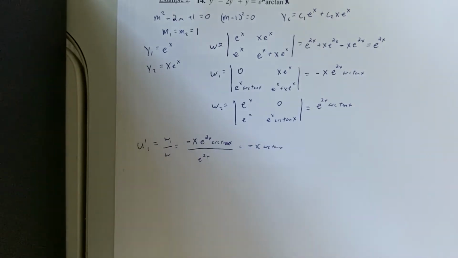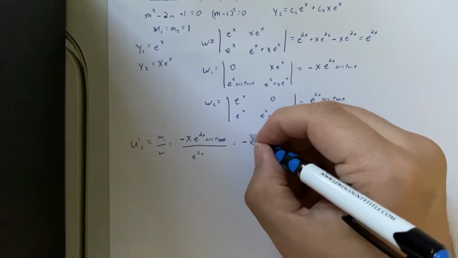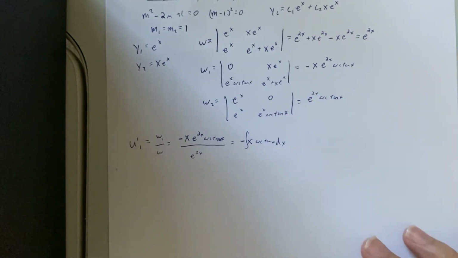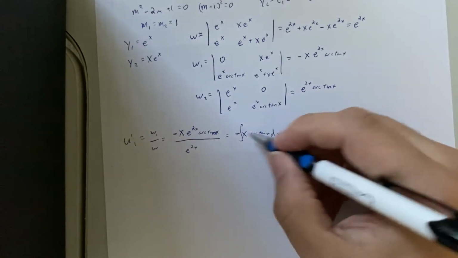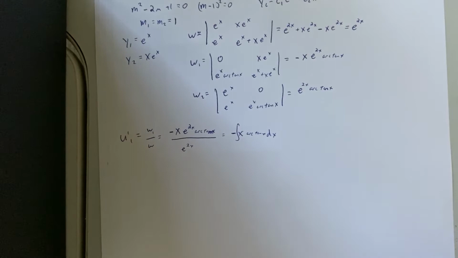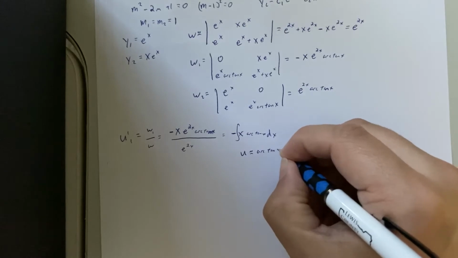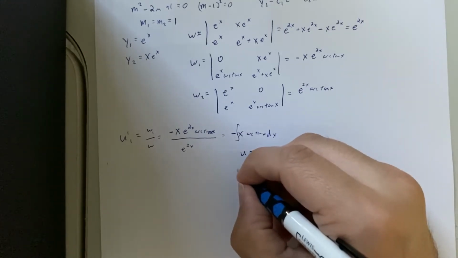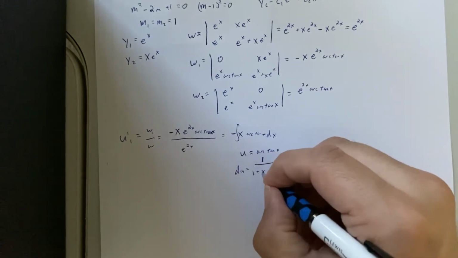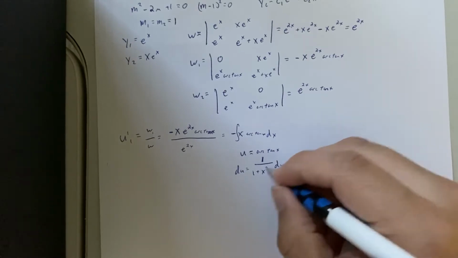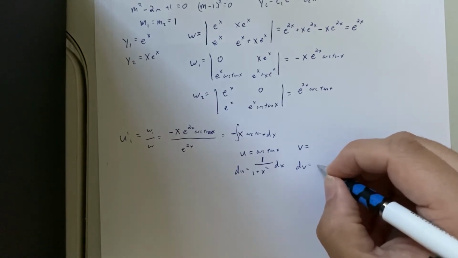Now I want u sub 1, so what I need to do is integrate this. When I integrate this, what I realize is that in order to do this, I would probably like to use integration by parts, where u is going to be equal to arc tangent of x, and my du is just 1 over 1 plus x squared dx. My dv is just x.